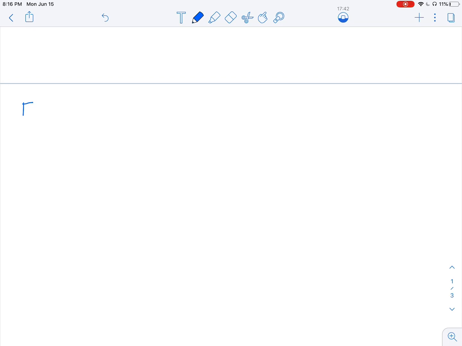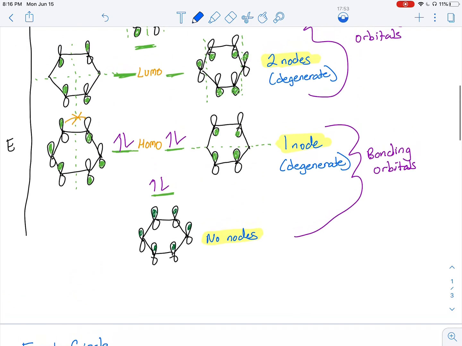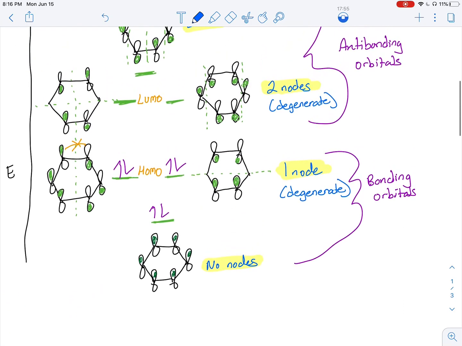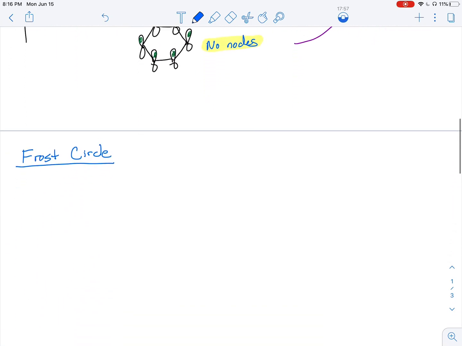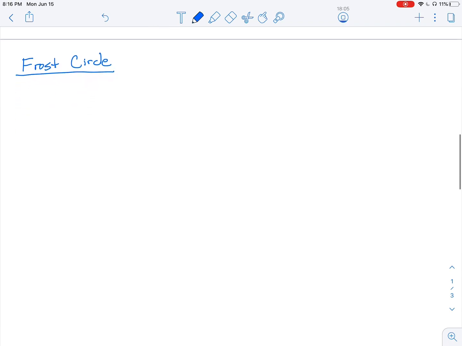Now, Frost circles are not the same as molecular orbitals. Frost circles just help you determine the relative energies, but they're not the molecular orbitals. These are the molecular orbitals because we actually see the orbitals, the balloon structure type things, but the Frost circle will just tell relative energies. Your book calls it, I think, a polygon inscribed method. I call it a Frost circle. That's what I was taught.